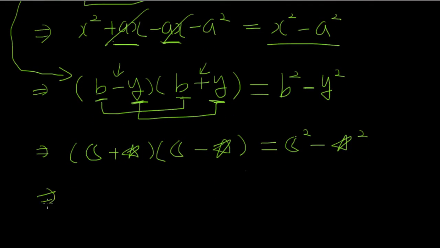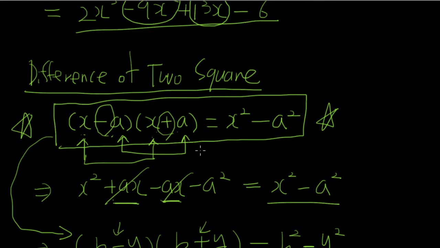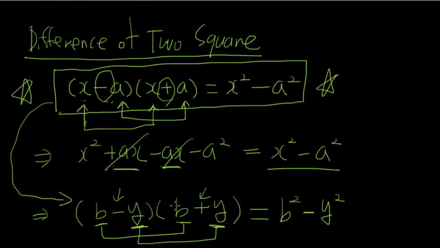So if we have x minus 5 times x plus 5, what should the answer be? Well, the first term, which is x squared, minus the second term, which is 5 squared. You can also rewrite this as x squared minus 25 if you want to. If you leave it like that, I guess that's fine too. All right, so this formula, difference of two squares, is a very popular formula.